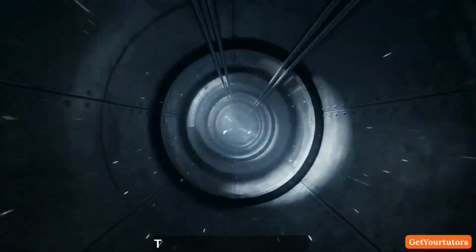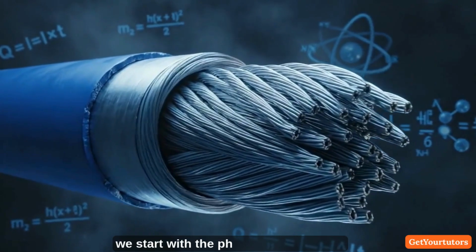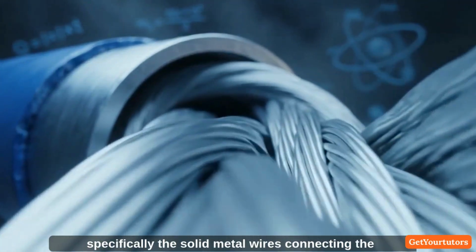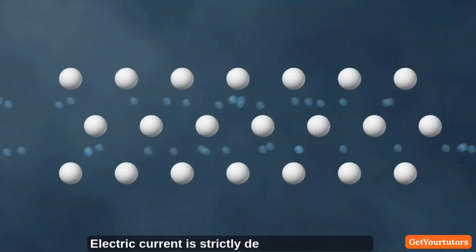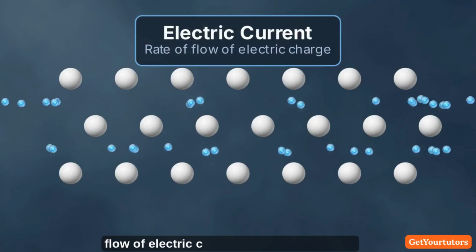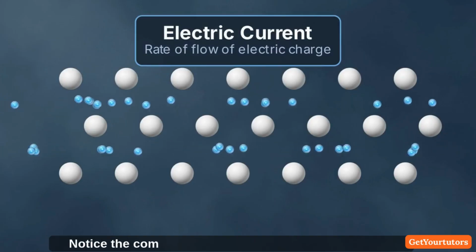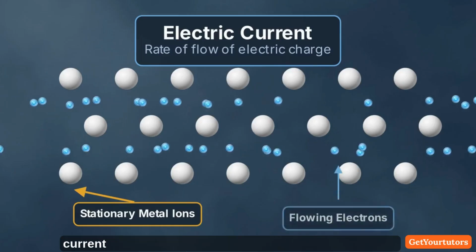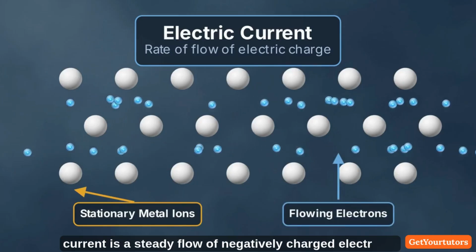Let's look inside. To understand electricity, we start with the physical circuit itself, specifically the solid metal wires connecting the components. Look at this cross-section of a metal wire. Electric current is strictly defined as the rate of flow of electric charge through this space. Notice the components flowing through the stationary metal ions. In a wire, current is a steady flow of negatively charged electrons.